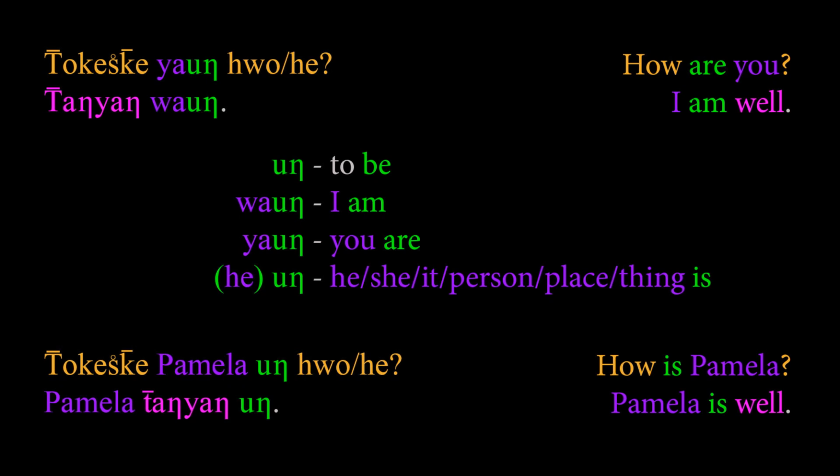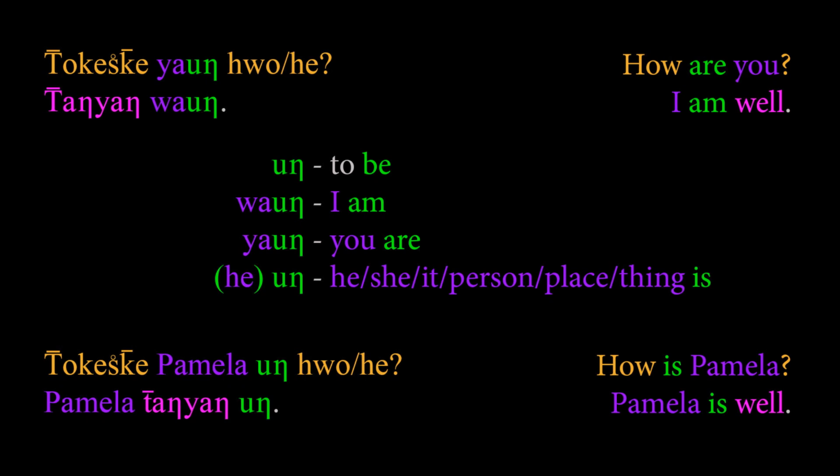So there is only un by itself. Again, look at this little list in the center of the screen here, and you see the "he" in parentheses. I substituted the name Pamela instead. So I'm not using "he," I'm using a person's name. So when I do that, I take away the parentheses, and I take away the "he," and I use the name Pamela.